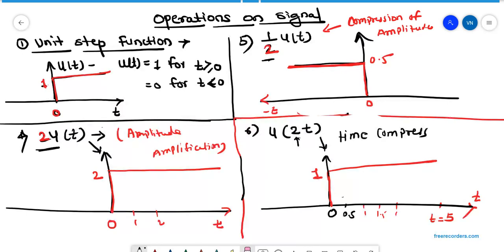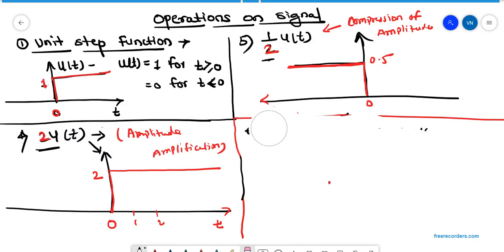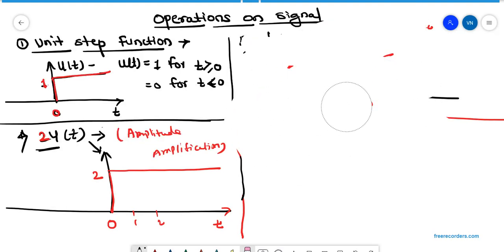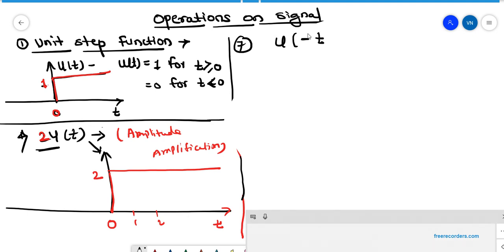Now the next, most important operation that we are going to see. For example, there is one signal, u of t plus 2. Yeah, I will just change the signal. If I write u of minus t plus 2, what is the meaning of this signal? How do we draw it?